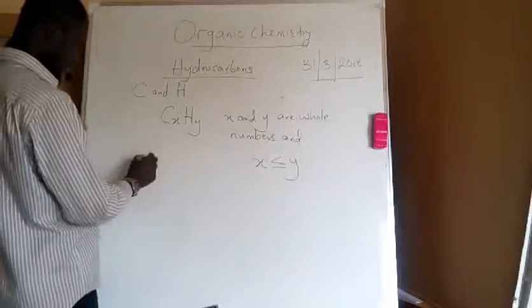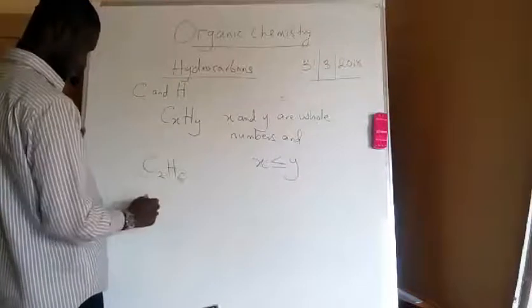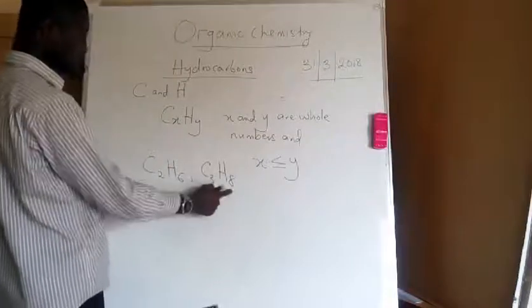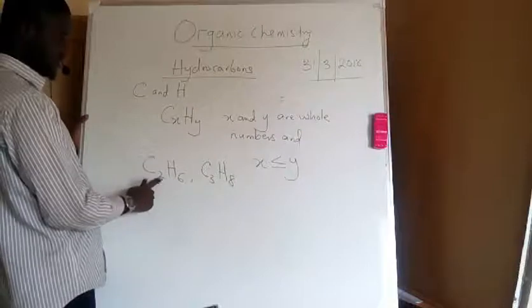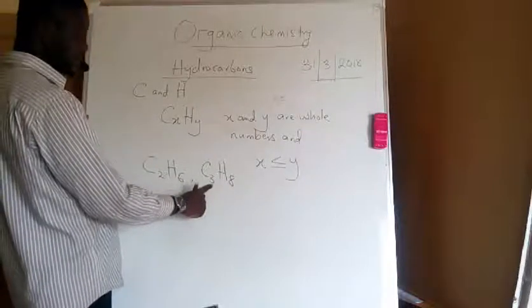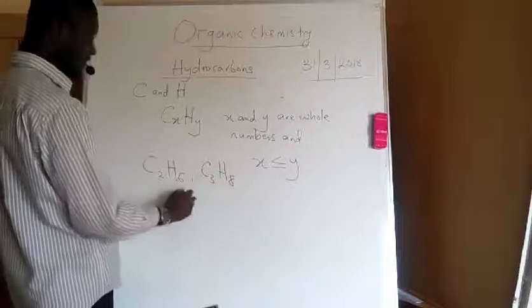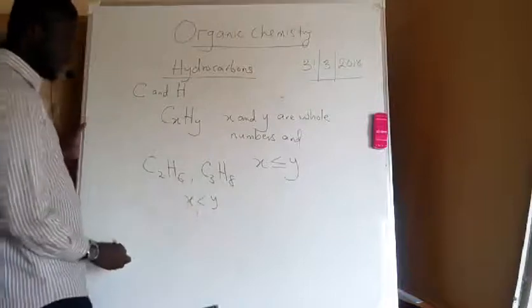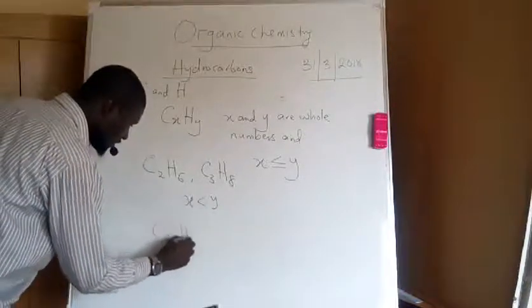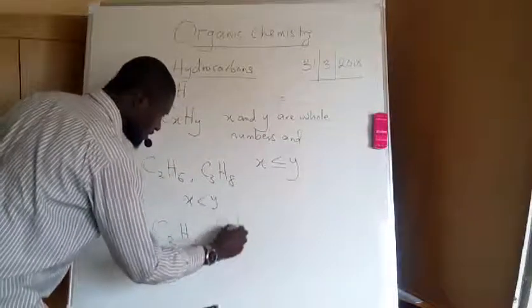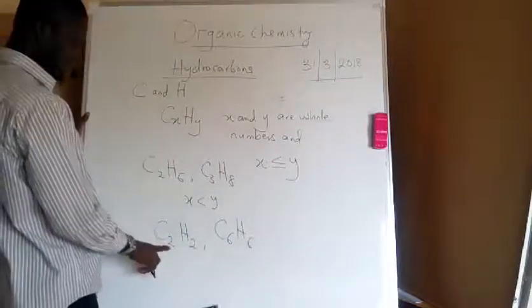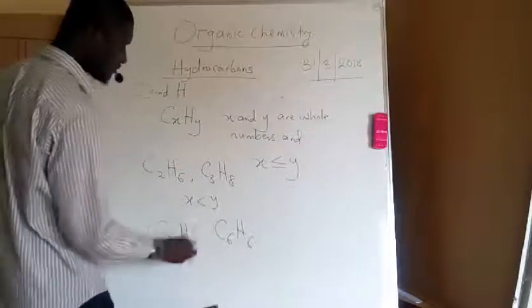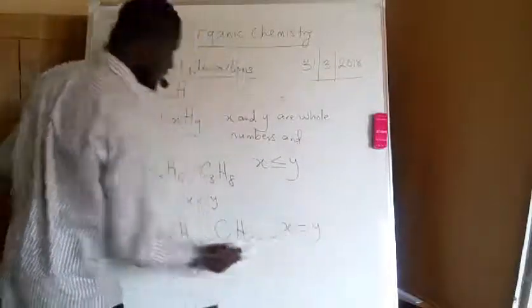For instance, if I have C2H6 or C3H8, in these two compounds my x is 2 and my y is 6, and in the other, my x is 3 and my y is 8. So if you observe, our x is less than our y: 2 is less than 6 and 3 is less than 8. But if you look at compounds like C2H2 or C6H6, my x is 2 and my y is 2, and my x is 6 and my y is 6. So in these two compounds, my x is equal to my y.